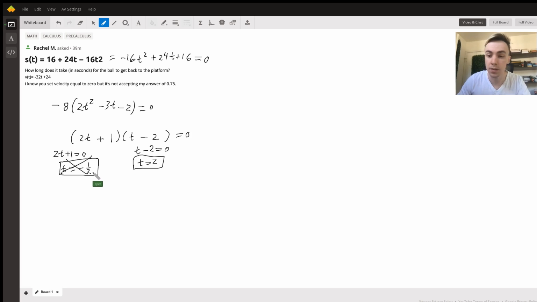This also makes sense because if you have a negative time, what this kind of implies is that we have an immediate velocity. We've kind of already given it a velocity. We've tossed it into the air. So there's no place where the ball is at 0, where the ball is at the ground before it rises and then falls again. So here, how long does it take in seconds for the ball to get back to the platform? 2 seconds.